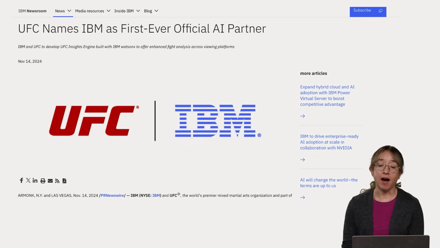Large language models, LLMs, can be great for answering lots of questions, but sometimes the models don't have the most up-to-date information and can't answer some questions about recent events. For example, I was reading this recent announcement about the UFC and IBM partnership on IBM.com and wanted to ask an LLM about it.